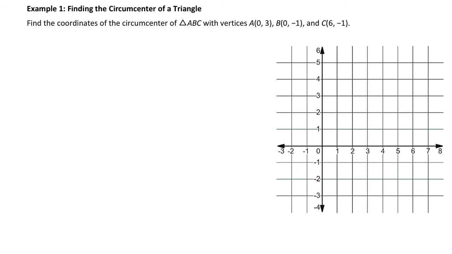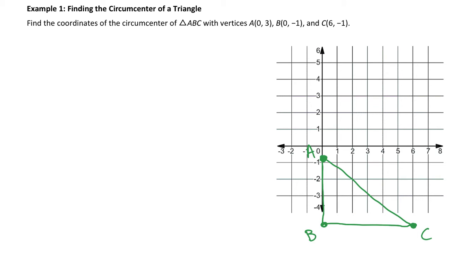So, an example of finding the circumcenter of a triangle. First, you're going to have to graph that triangle on this coordinate grid. So (0, 3) is point A, (0, -1) is point B, (6, -1) is point C. And I'm going to connect those points with segments. That was a bad one.